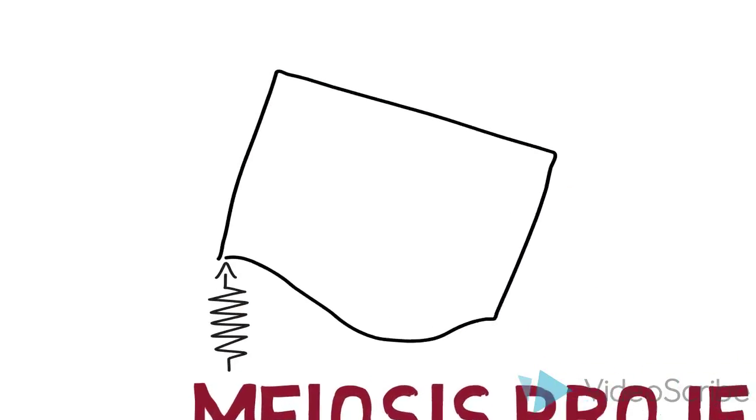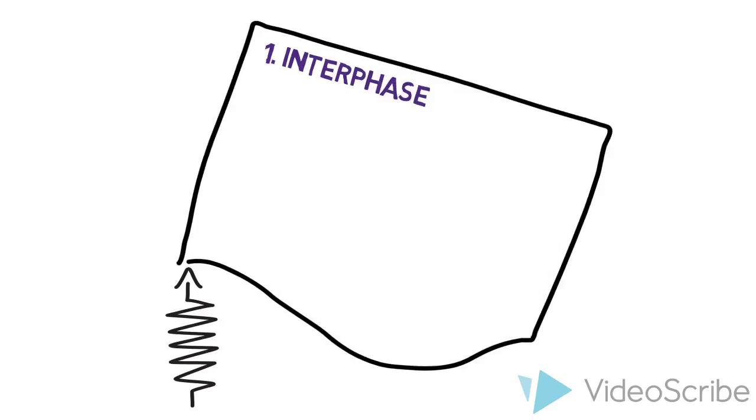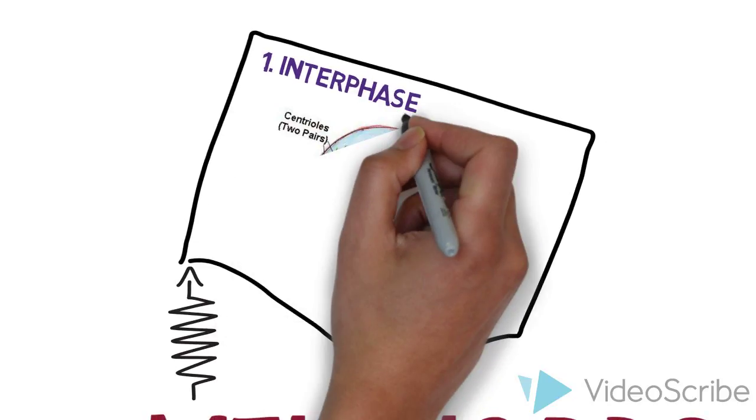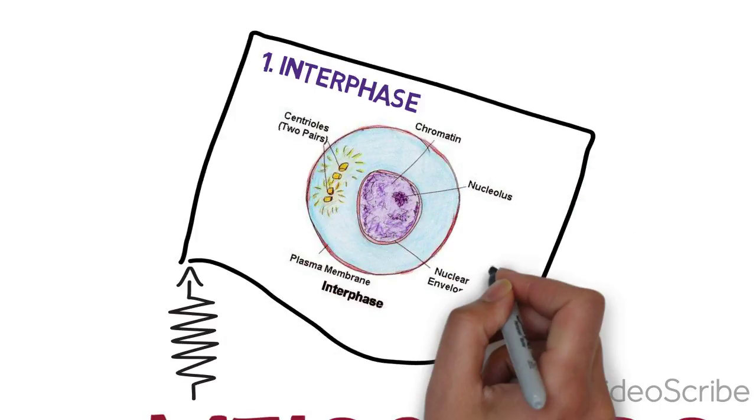In interphase, our first phase, the DNA is duplicated, the cells behave normally, and they keep growing. The picture below is an example of interphase.